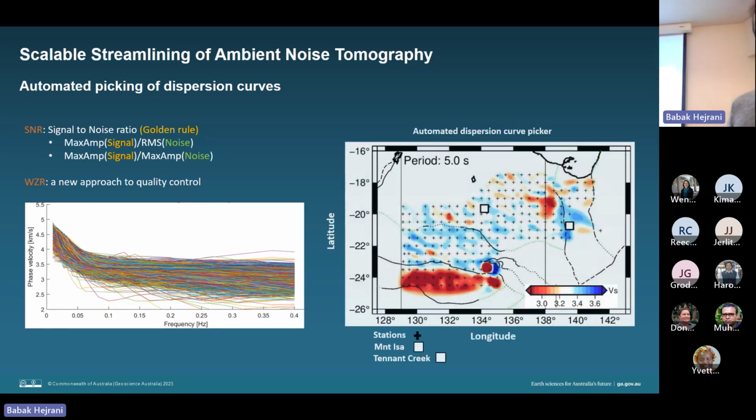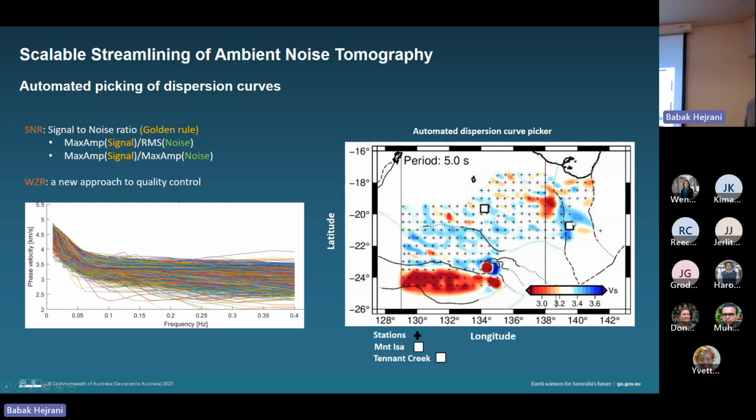And if I redo the same tomography, now you can see this is the tomography that you would expect. You have the, I forgot the name, Amadeus Basin down here. You have some signature of the Nalia Basin over there. This is a newly discovered Carrara Basin up here. This is Mount Isa with high velocity.